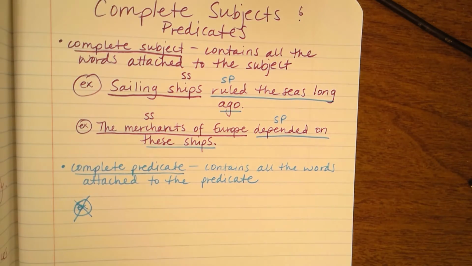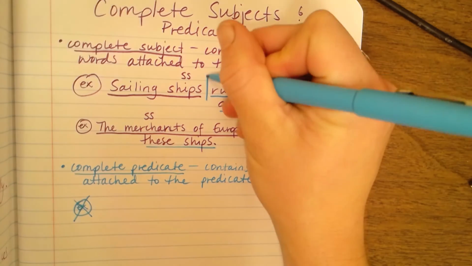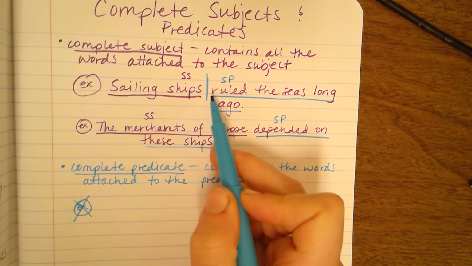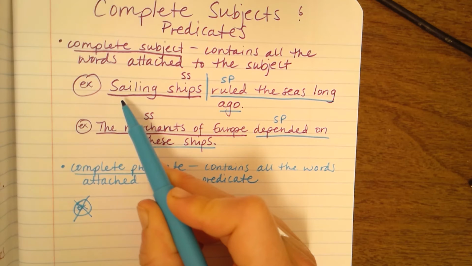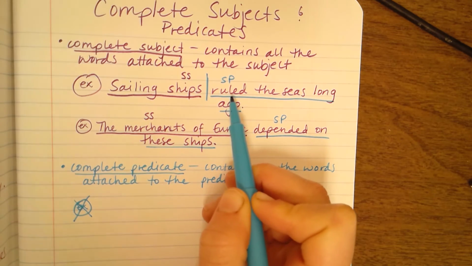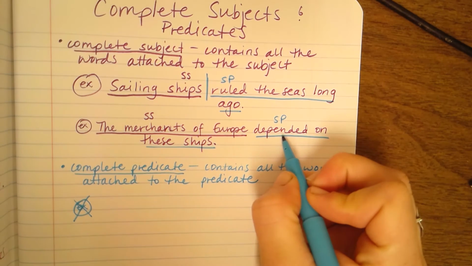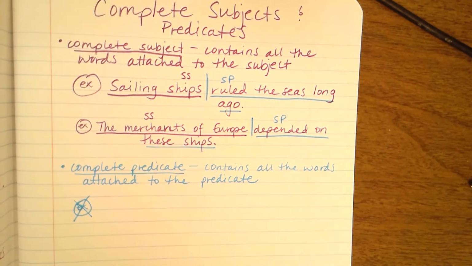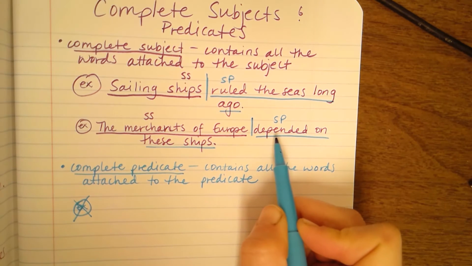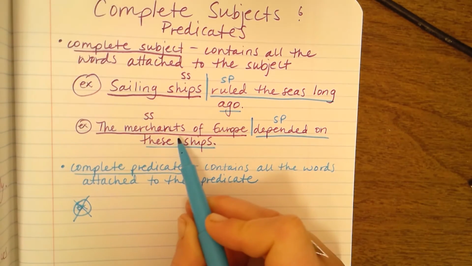Biggest thing, I think the easiest thing to do is to find your simple predicate first, okay? When you find your simple predicate in any sentence you're given, draw a line in between or right before your simple predicate. Everything before your simple predicate is your complete subject. Everything after your simple predicate, including your simple predicate, is your complete predicate. It's the complete phrase attached to that verb or that action. Down below here, if I were to find my simple predicate first, draw a line right before that word. Everything after that line, including my simple predicate, is my complete predicate. Everything before my simple predicate is my complete subject.